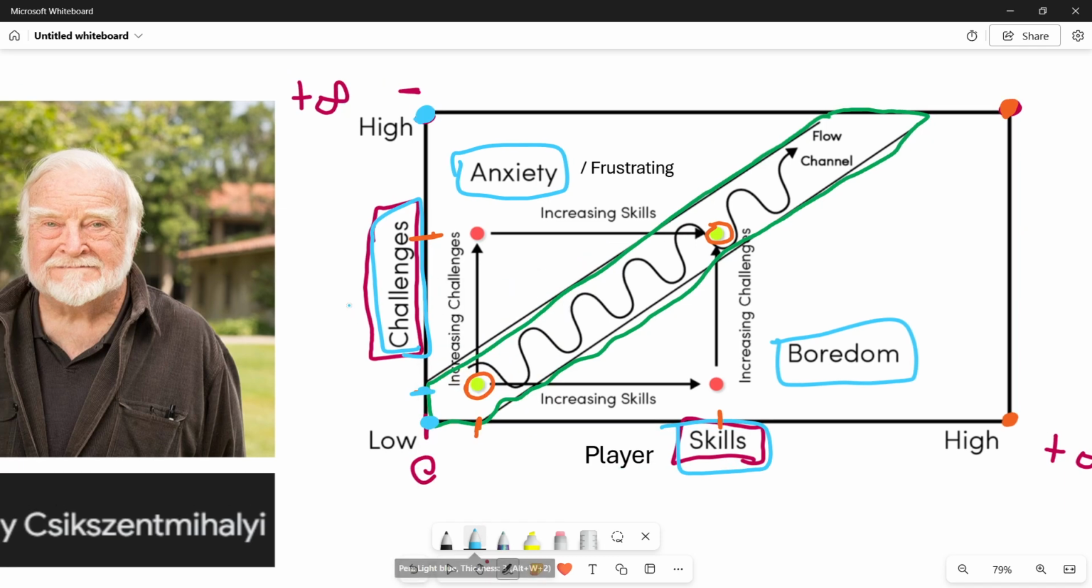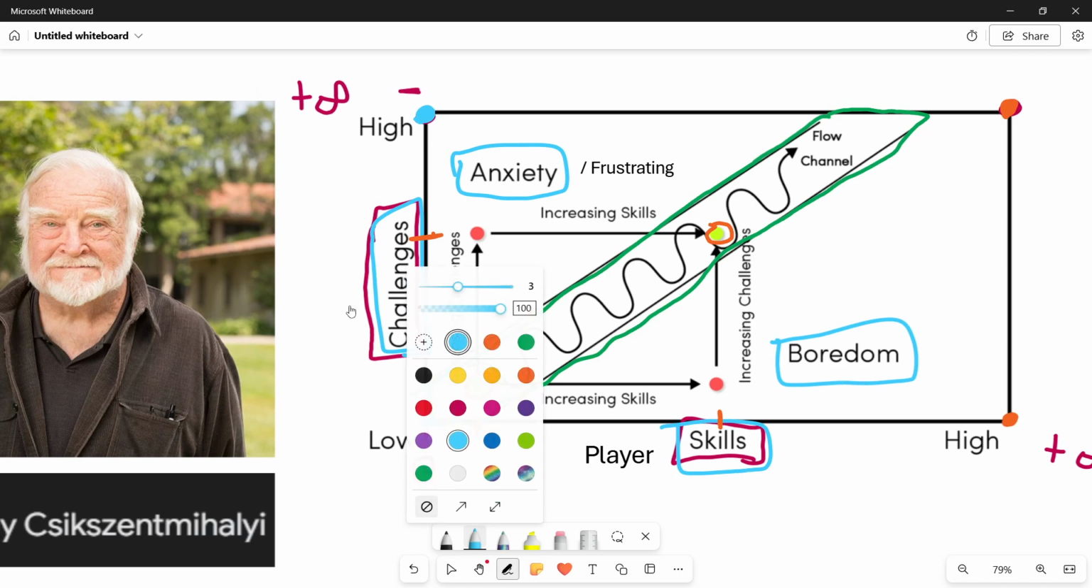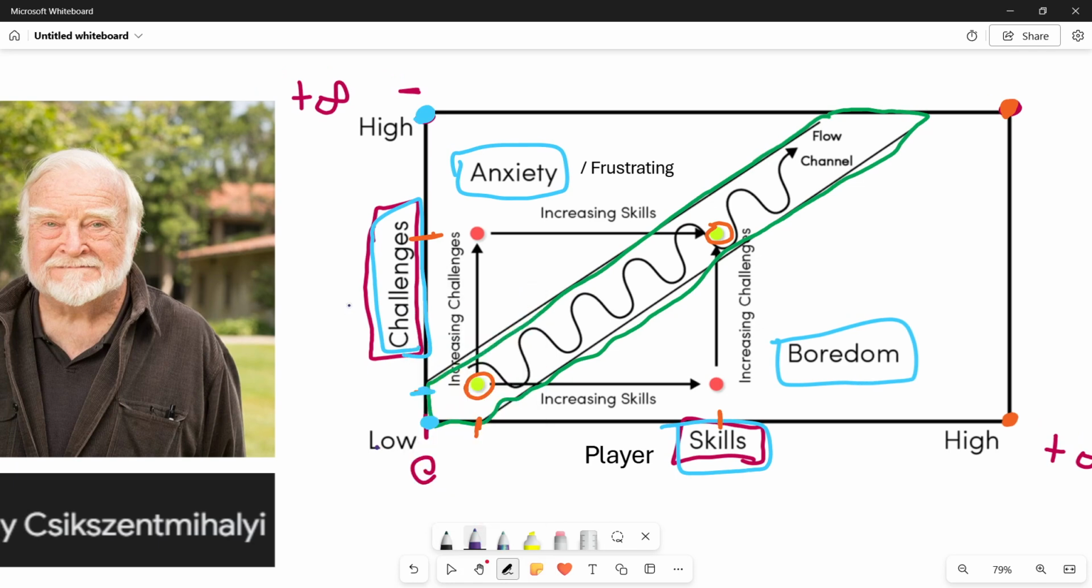So the first puzzle that you solve is easy. So, let's grab another color, it's easy. So it's like the challenge is around over here. It's not very daunting. Okay, so we are still in the flow channel once again. But then the challenges get increased over time.